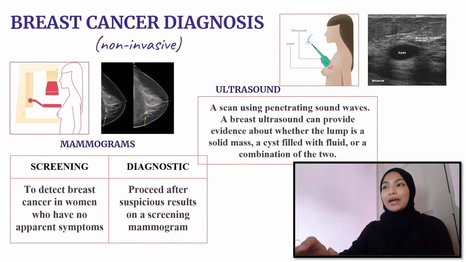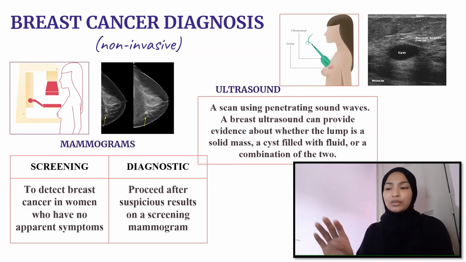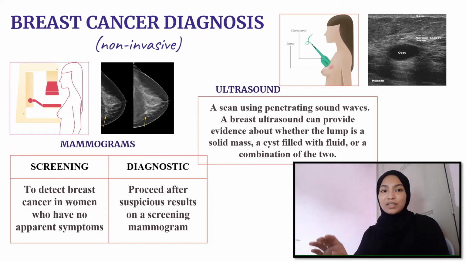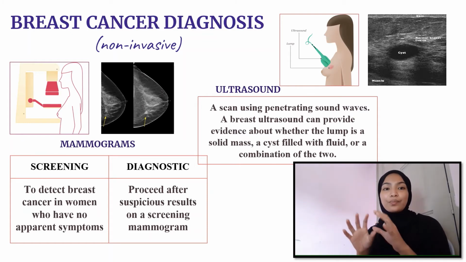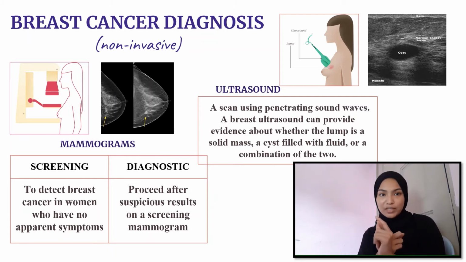So, as you can see from the screen, there are different approaches to diagnose breast cancer, which involve both invasive and non-invasive procedures. Let's start with the non-invasive procedures. Firstly, we have mammograms. A mammogram is an X-ray that allows medical specialists to examine the suspicious area of the breast tissue. It is a machine designed specifically for breast examination. There are two types of mammograms. One, screening mammograms that detect breast cancer in women with no symptoms, and then they can proceed with diagnostic mammograms after a suspicious result from the screening.